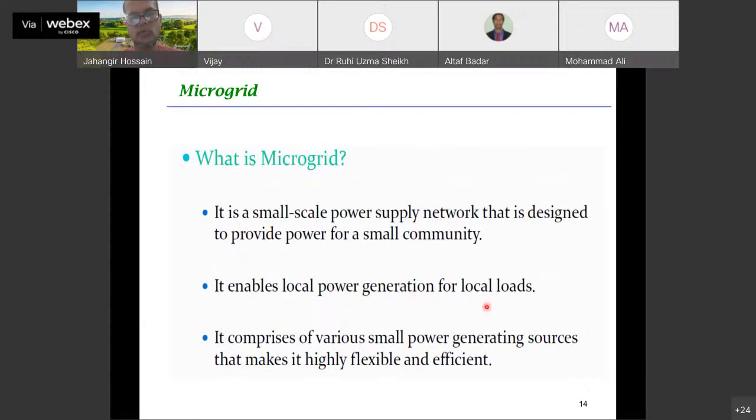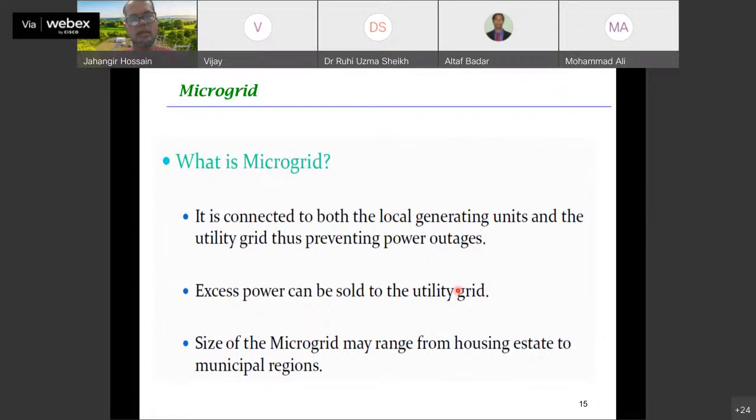As I say, loads and generation are located at the same site. It has a mix of small power generating sources that make the system more flexible and efficient. It has the capability either to connect with the main grid or to be isolated. If it is connected with the main grid, you have the option to sell excess power back to the main grid, or in some cases, if you have a shortage, you can buy from the main grid as well.